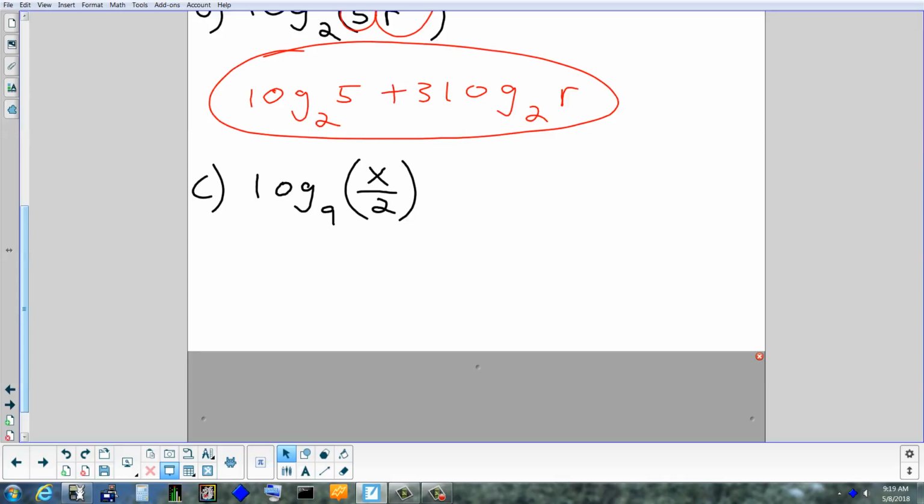All right, so Emma, this time when we split it into two logs, addition or subtraction? Subtraction. Right, this time it's going to be subtraction because we're dividing instead of multiplying. So we've got log minus another log. Justin, what's going to be my base on each log? You just copy down whatever the base was to start. 9. 9.